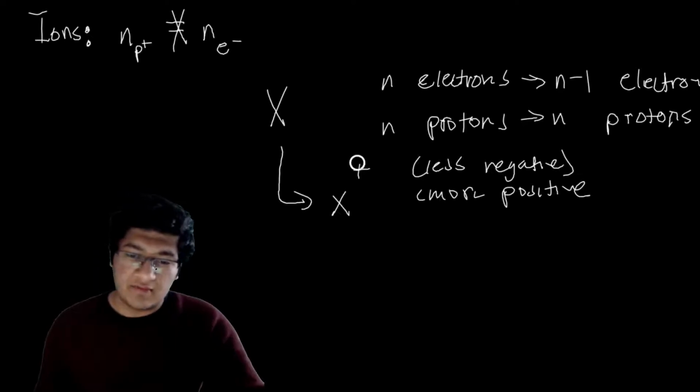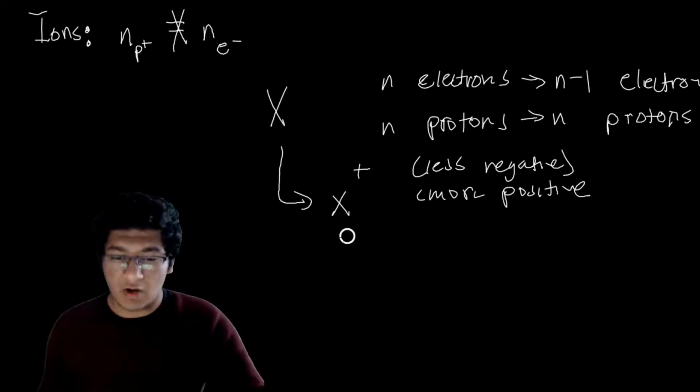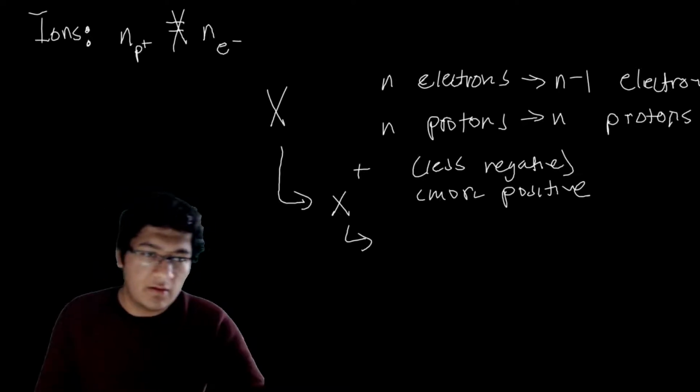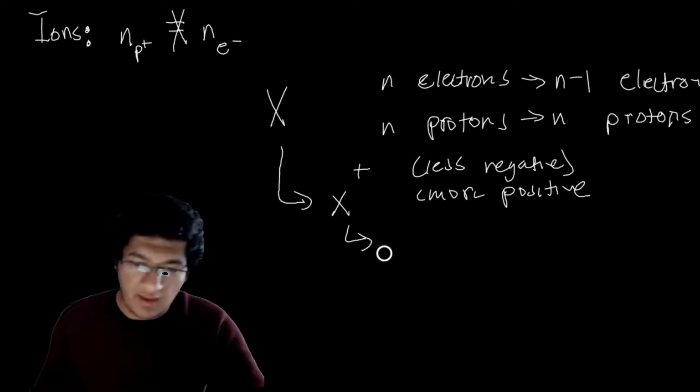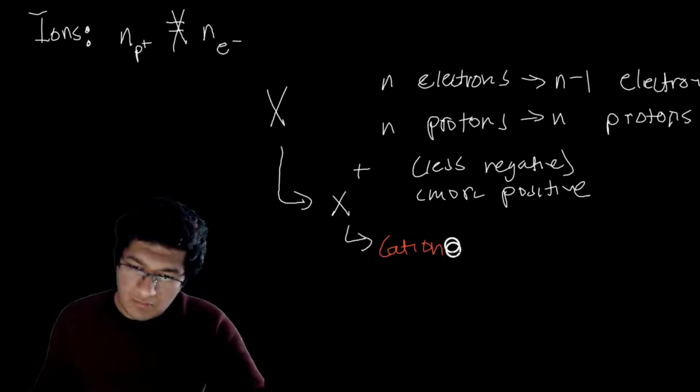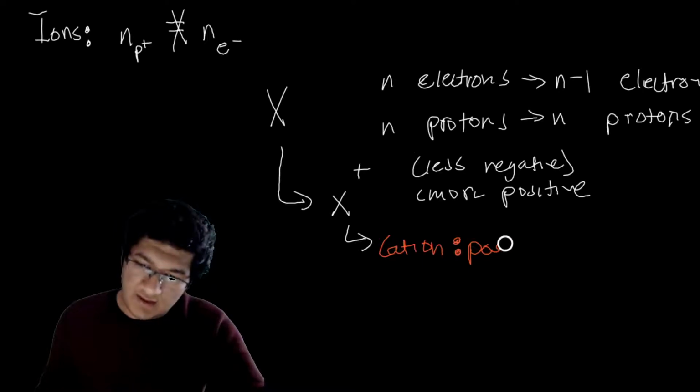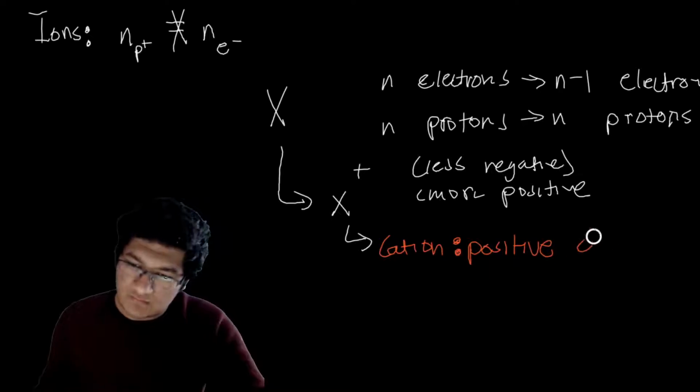So we have an ionic form with a positive charge. We call this a cation. And cations have positive charges.